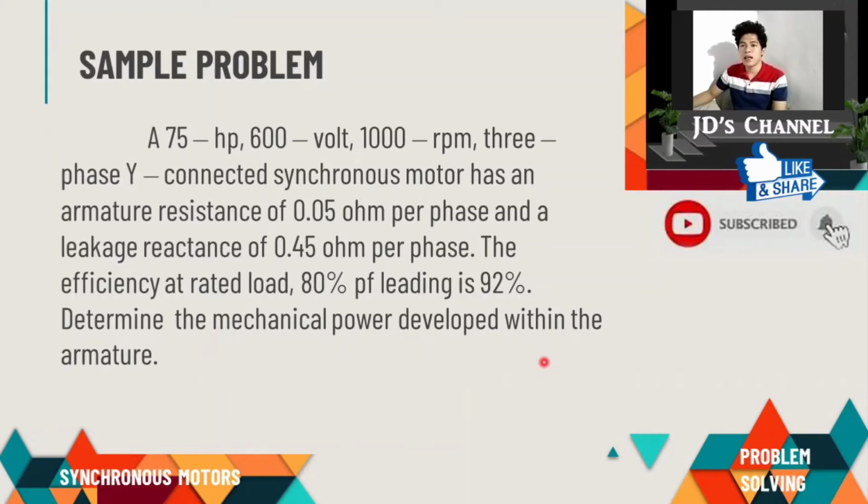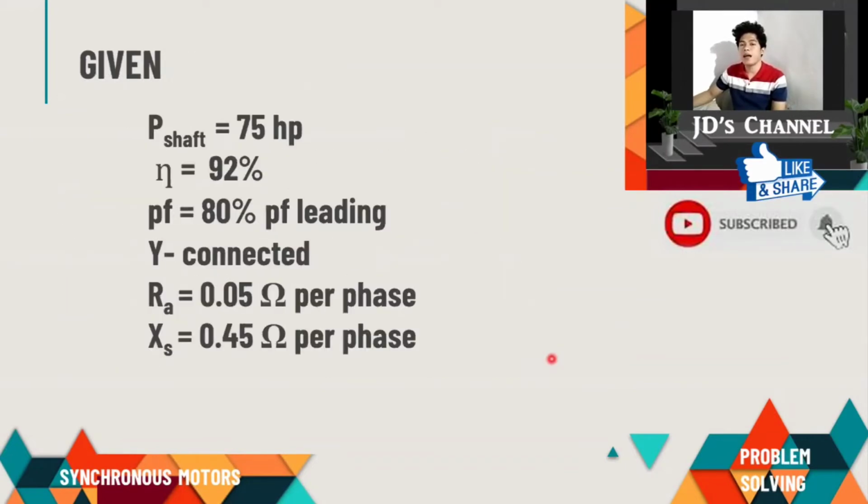This efficiency is the efficiency of the whole machine in the motor. For the given, class, we have a power in shaft that is 75 horsepower. We have the given efficiency that is 92%, the power factor that is 80% leading, and we have a Y-connected system, and the armature resistance that is 0.05 ohms per phase, and the synchronous reactance that is 0.45 ohms per phase.